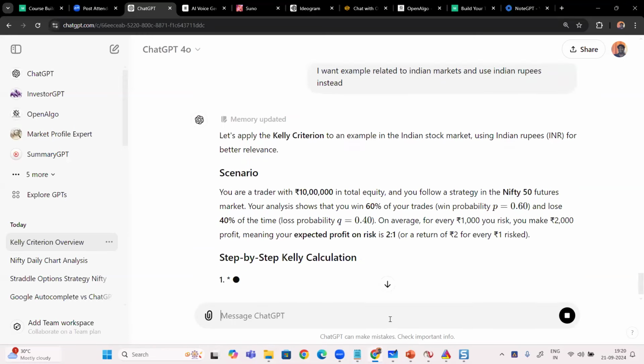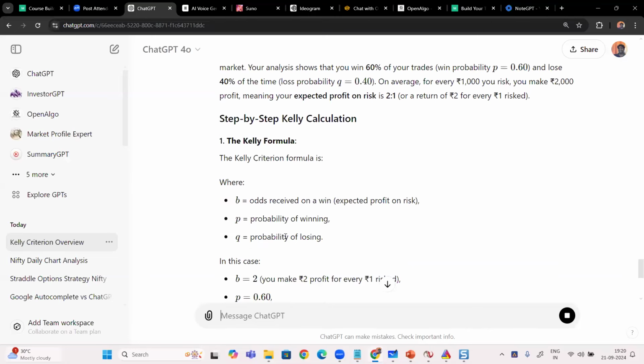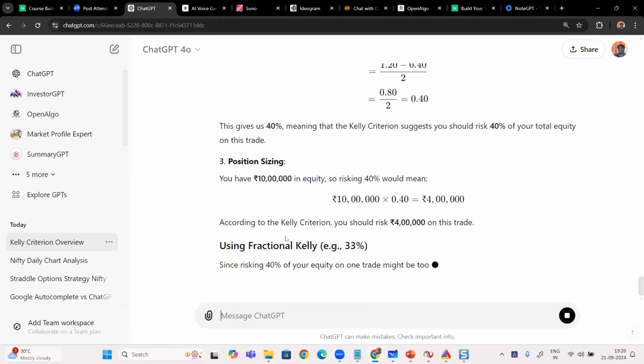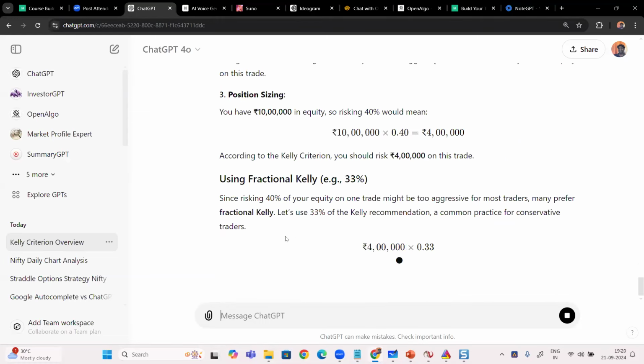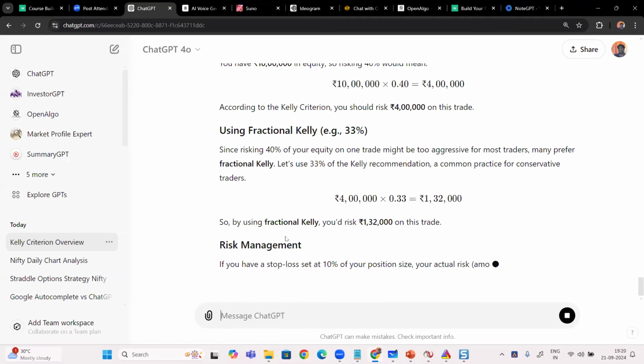Right? So now we can say, let's say you're a trader with 10 lakhs of capital in total equity, and you're following a strategy in Nifty 50 futures. The analysis shows that you win 60% of your trades and lose 40% of the time. So then how to calculate the Kelly criteria if the risk reward ratio is 2:1? Based on that, it's applying the formula. It's saying how much position sizing you should do. What fractional Kelly is all about. So it gives more detailed examples about that.